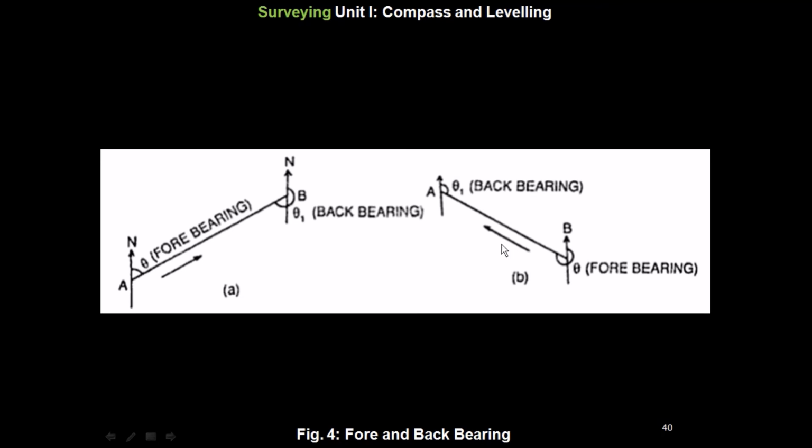Similarly, when the progress of the survey is from B to A, here we can see at station B the theta is there. From B to A, the progress of the survey, this is called the fore bearing, and at station A the opposite direction angle which is measured with north is called the back bearing.